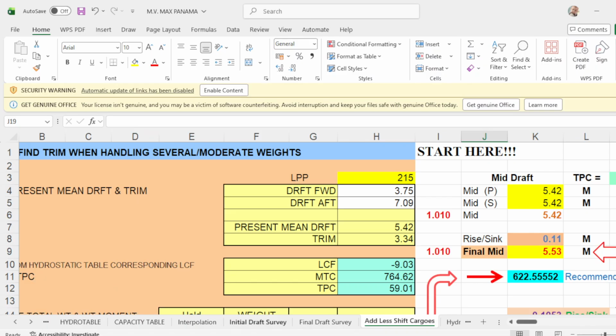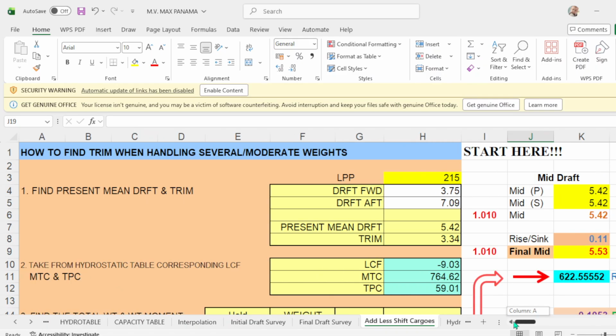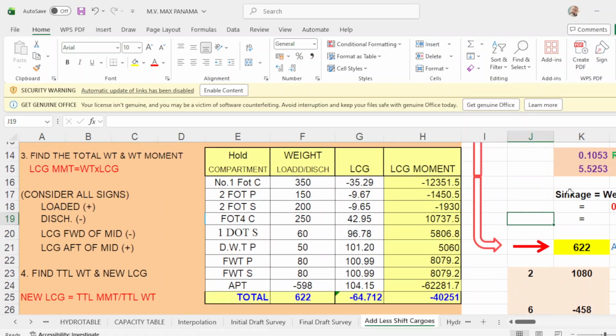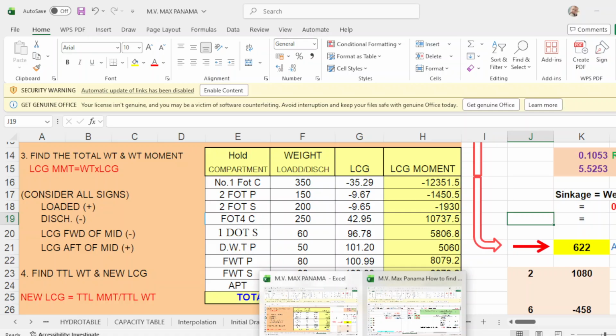Okay. This is how to find trim when handling several moderate weights. Okay. Here you have your initial draft forward of 3.75, aft draft is 7.09. So in the white color, you put the draft. Then here's the compartment. Put all the compartment names, the weights, and the LCG.